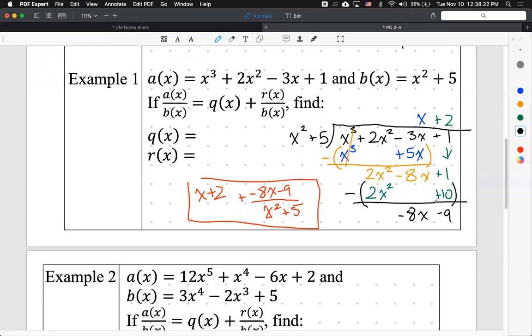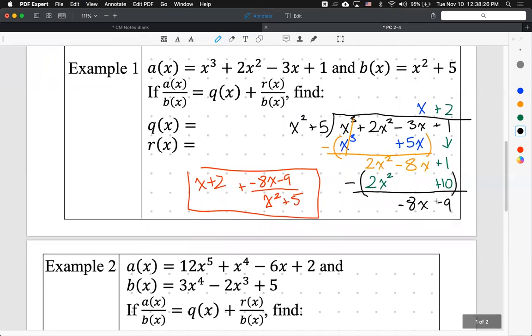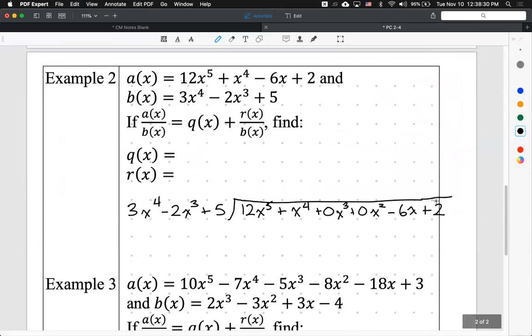Yeah, Sam? On the bottom, the second one. For this one? No. Or example 2? How'd you get 0x^3? So notice that this a of x term has an x to the power 5 term, has an x to the power 4 term. There's no x to the power 3 term. There's no x to the power 2 term, but there is a normal x term. Because we were missing those two, I put 2 placeholder values to say, hey, they're there. I need to worry about them when I'm doing my long division, but obviously they're not in the actual a of x polynomial.